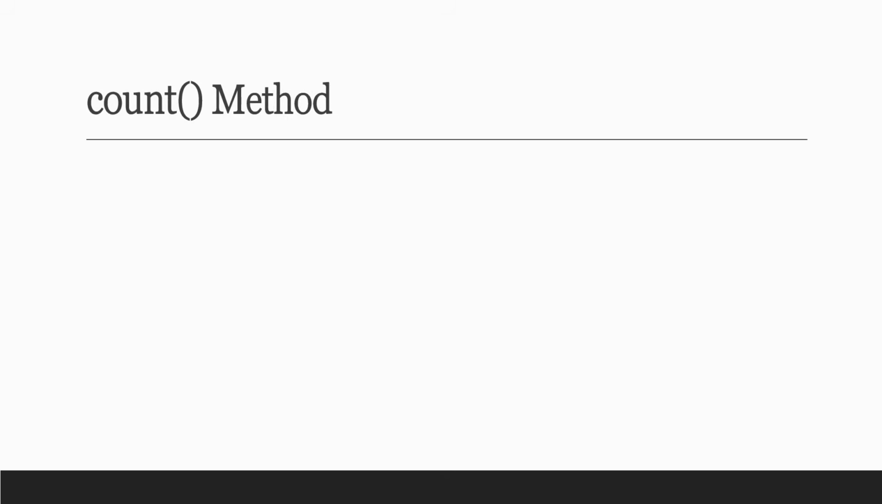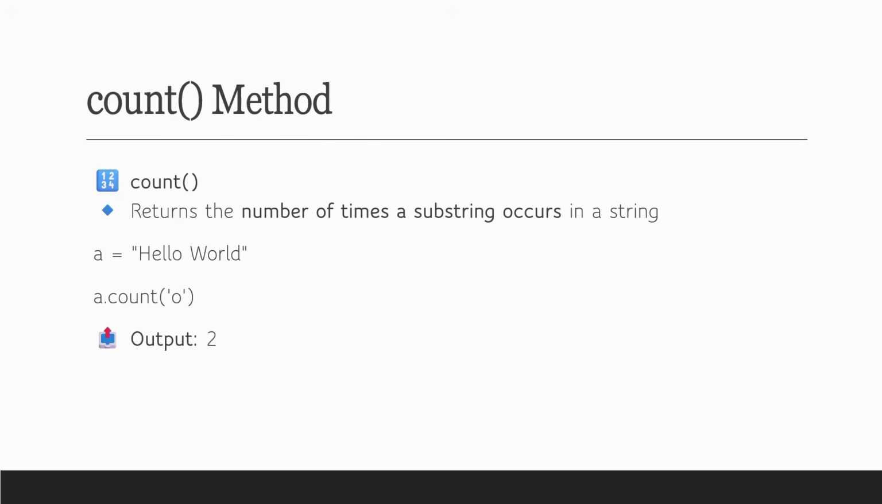Count method. The count method tells us how many times a character or substring appears in a given string. In this example, the letter o appears 2 times in the string, so the result returned by the count method is 2.